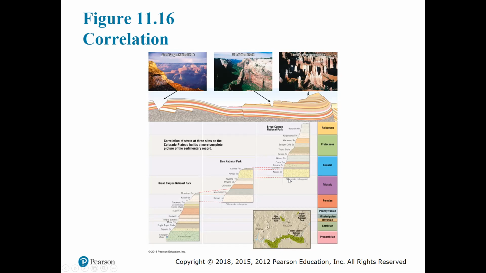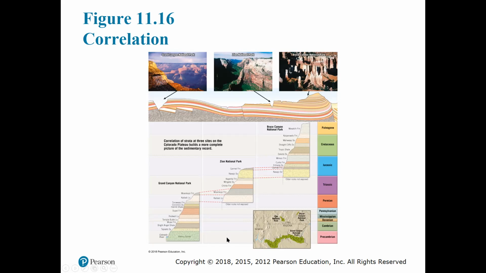We don't see any of these others because we haven't gotten erosion that has exposed those. But what we can do is correlate these, and that helps us find fossils and date these, and know that this Kaibab limestone here was laid down in this entire area. It isn't unique just to Grand Canyon. We're going to find Kaibab limestone all over this Four Corners region here.